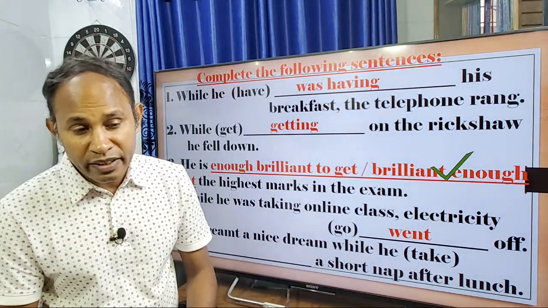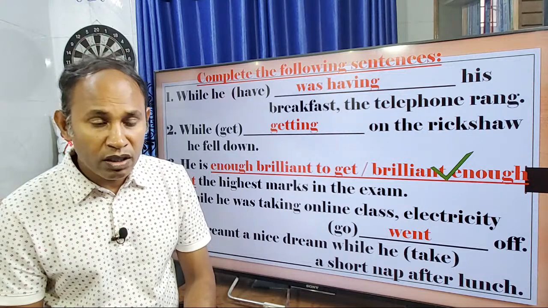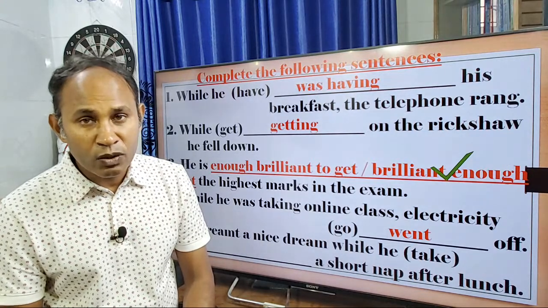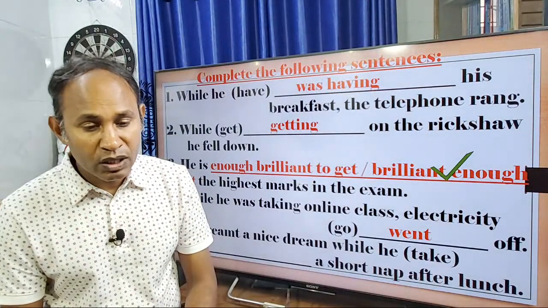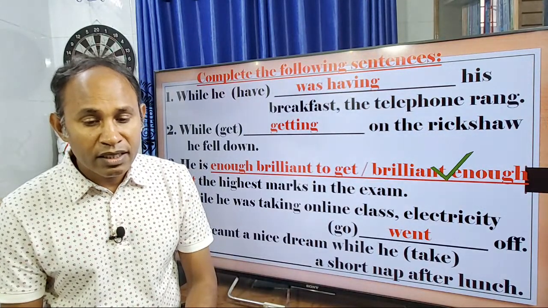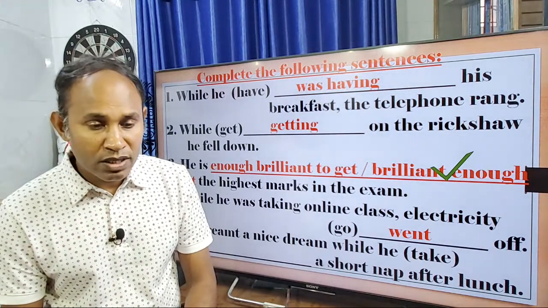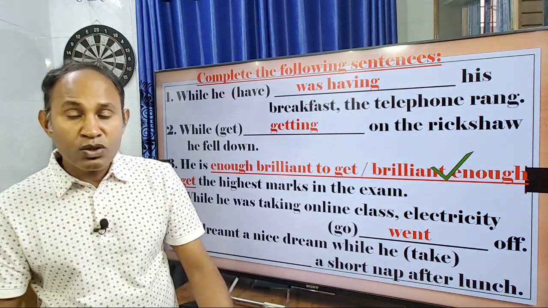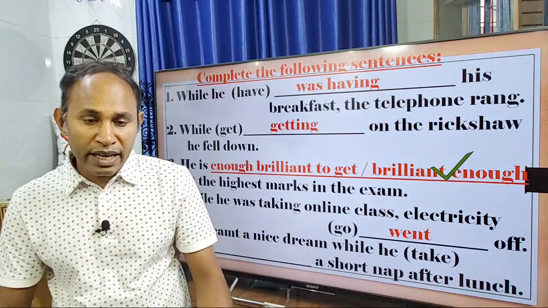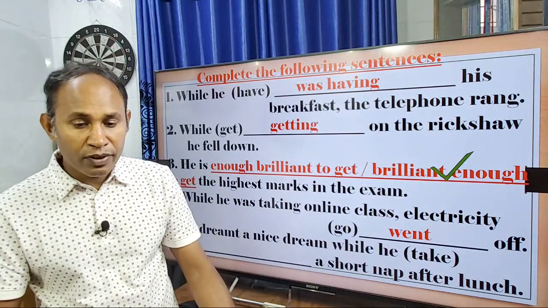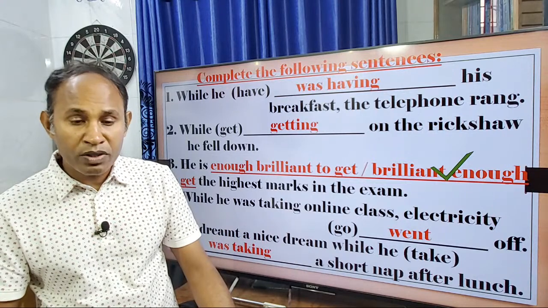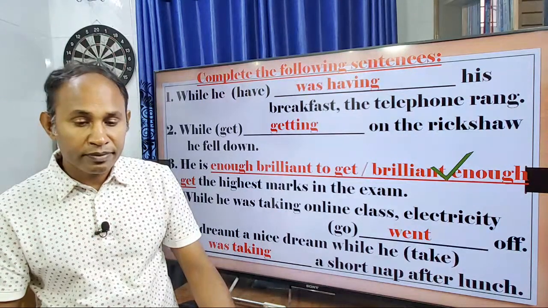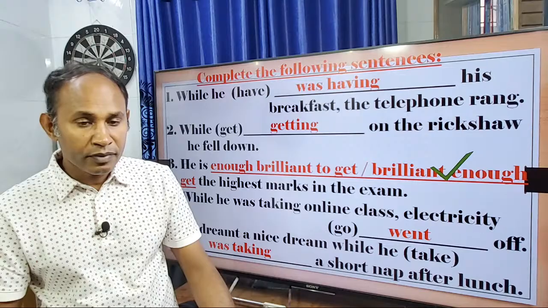And this is very clear from the rule that after while, when there is a subject, you will have to use the tense that is past continuous. But if there is no subject, simply we will add ing after the verb. That's the right answer and great congratulations. So would you please write down your marks? We are going next.